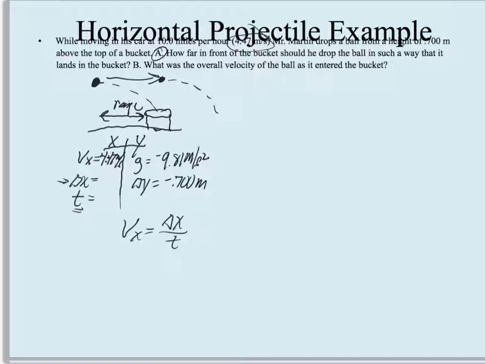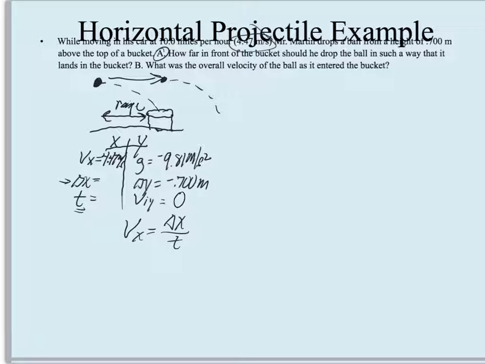Anything else we know? Do we know the initial velocity along the y-axis? Well, I think we do. Was it moving downward initially? No, it was stationary. I had to release it. So we know that Viy is 0. All right, so let's take a look. We know that we have 3 variables: 1, 2, 3. Can we solve for time if we know 3 variables?